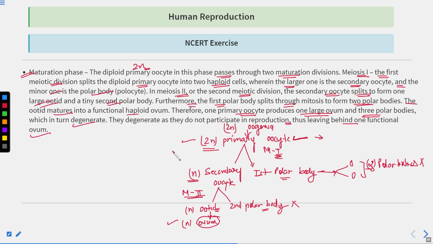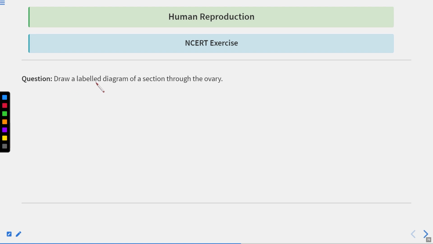It will complete its meiotic division, and then it will form the secondary oocyte. The secondary oocyte will be released from the Graafian follicle. Okay, clear? Now draw a labelled diagram of a section through the ovary.